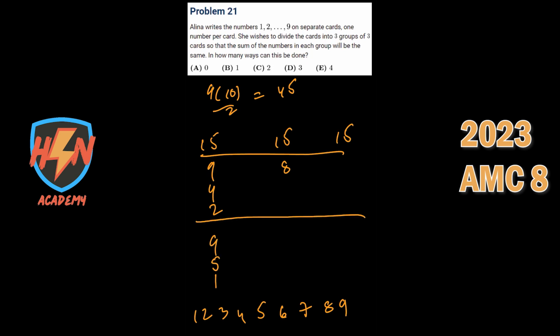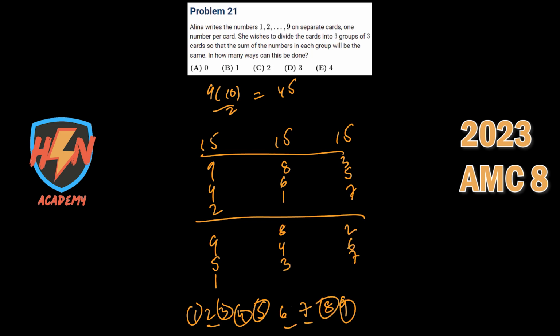In the first case, if we use 9, 4 and 2, then with 8 we must use 6 and 1 to make a total of 15. And then the rest of the three numbers must go here. So that's the first way. Now if we use 9, 5 and 1, then with 8 we must have 4 and 3 to make a total of 15. And then the rest of the three numbers would go here, and these are the only two possible ways to do this, so the answer is C.